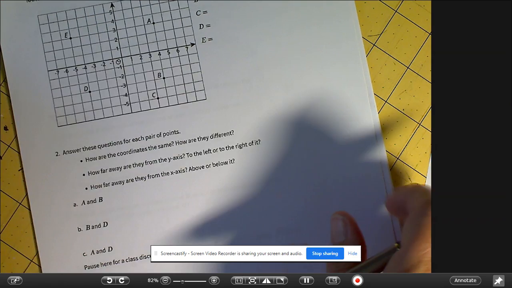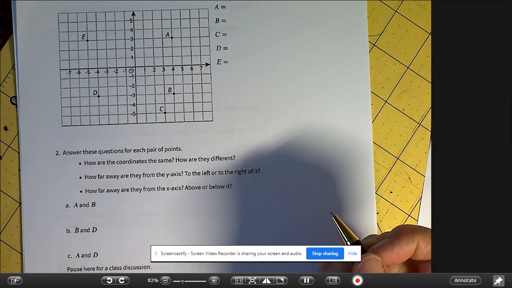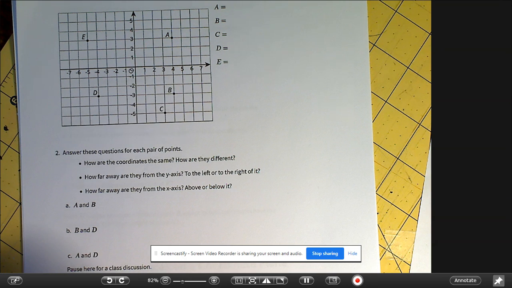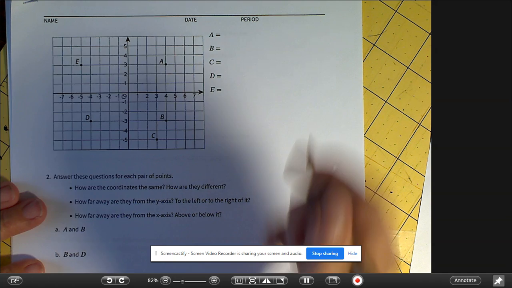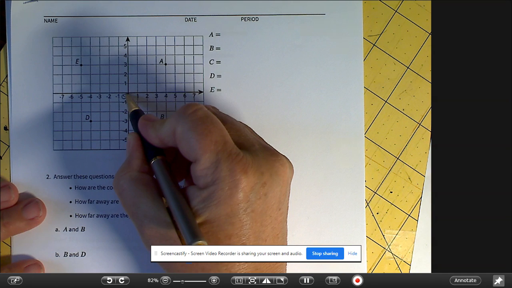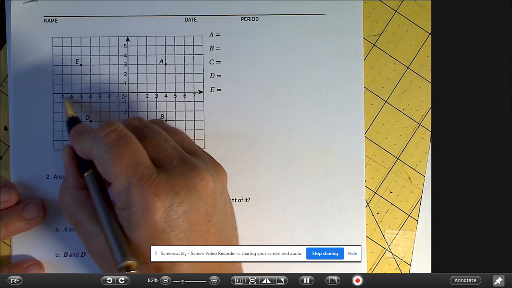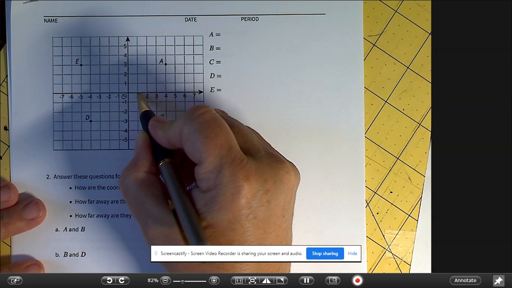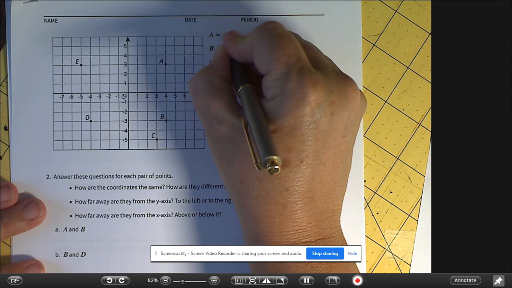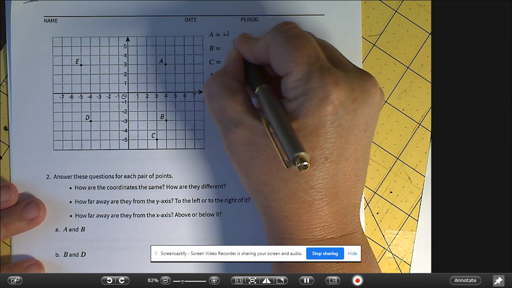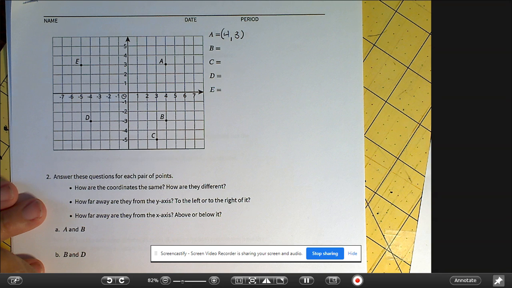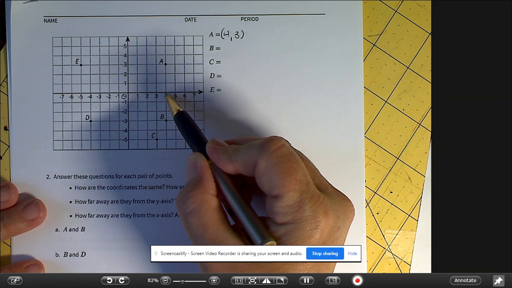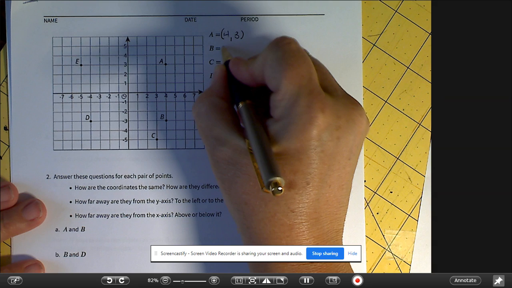All right, so this is just some practice. It says write the coordinates of each point. So A, we go over first and then up. So 1, 2, 3, 4. A is 4 and positive 3, and we put that in parentheses with a comma separating it. B is also positive 4, but it's a negative 3.